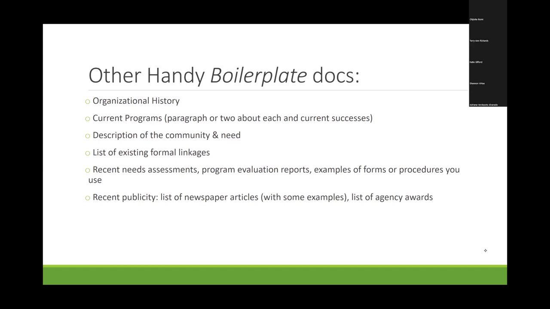So the last time you worked with somebody, who it is that you most typically work with, any publications maybe that you've done together is useful to have. Needs assessments, program evaluation reports, forms or procedures that you use, good to have. And then publicity is another really big one.